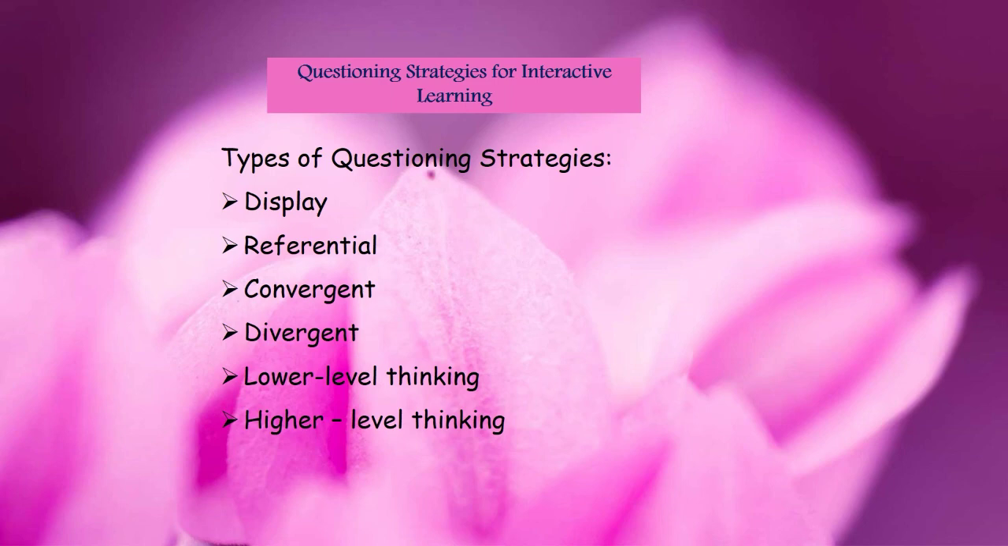For example, asking for a concrete fact. The fourth is divergent question. It is a question which allows many correct answers. It's like asking for opinion or evaluation. The next is lower level question. It means a question which refers to lower level thinking. It's about knowledge or recall, comprehension, and application.